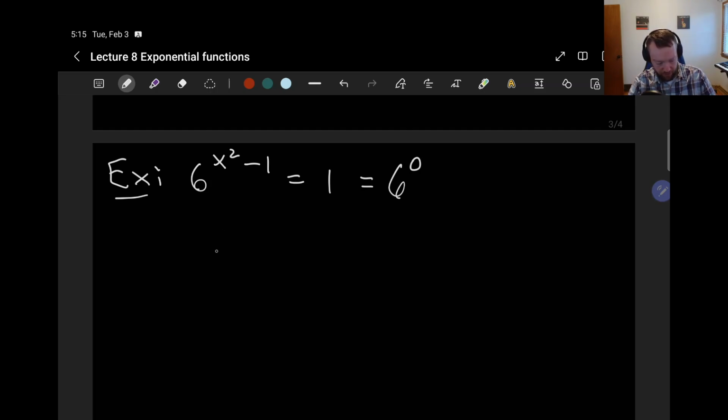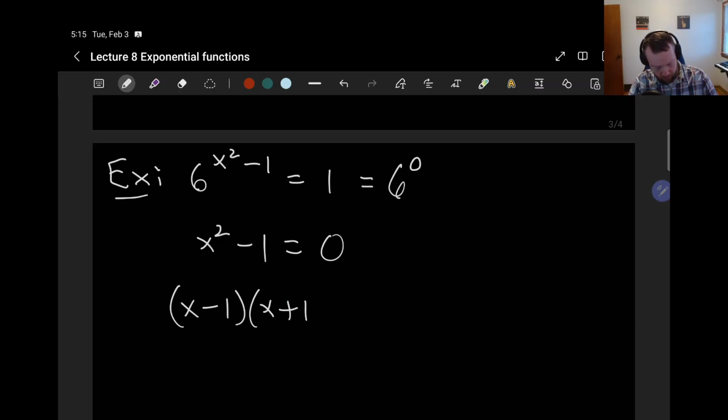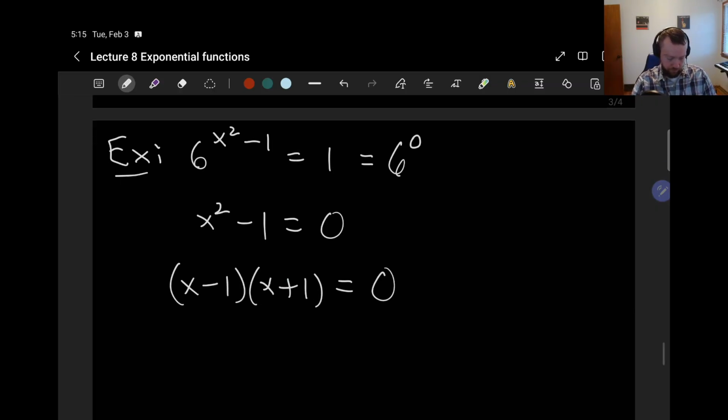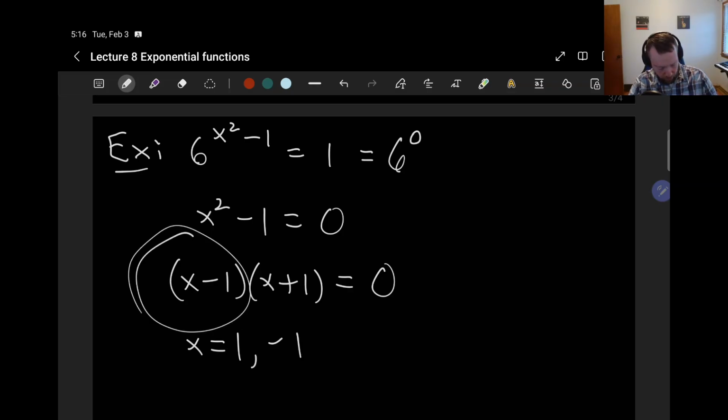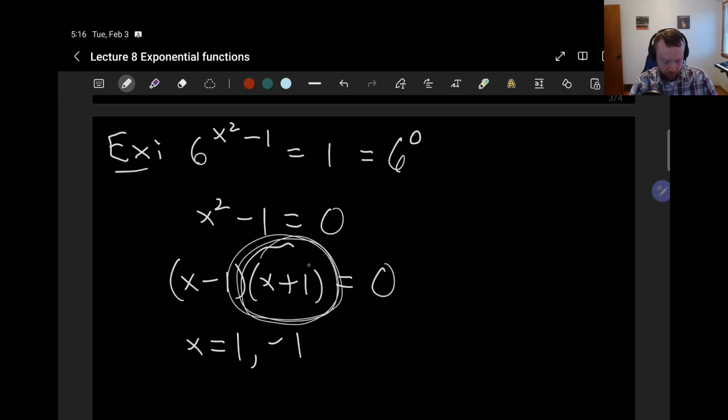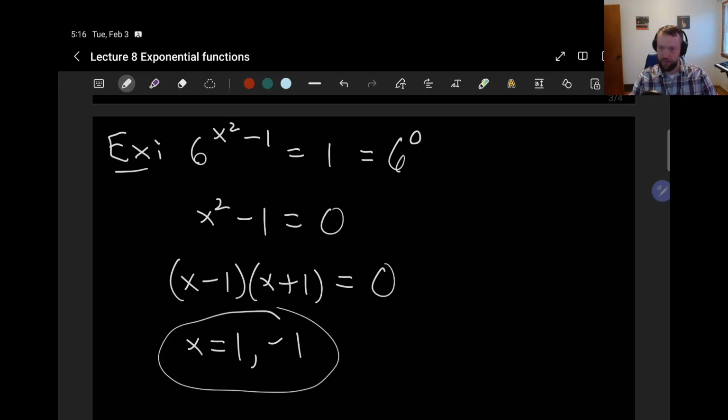We have a common base of 6, which means those exponents are equal. Now this is quadratic. So I like to factor that. So this part could be 0, which means that x would be 1, or this part could be 0, and x would be negative 1. This has 2 solutions.